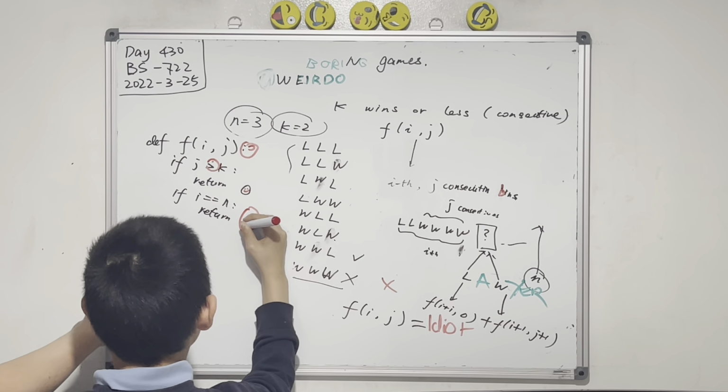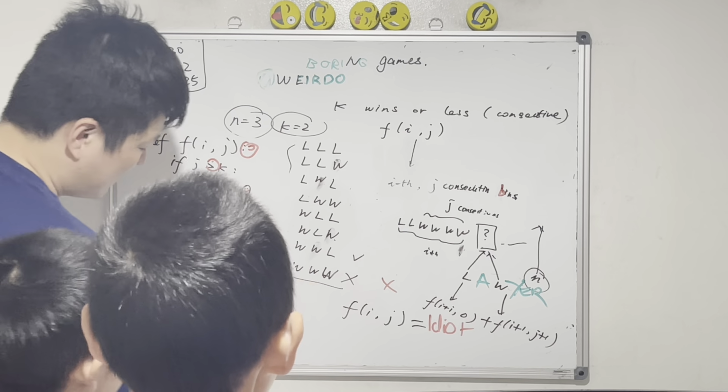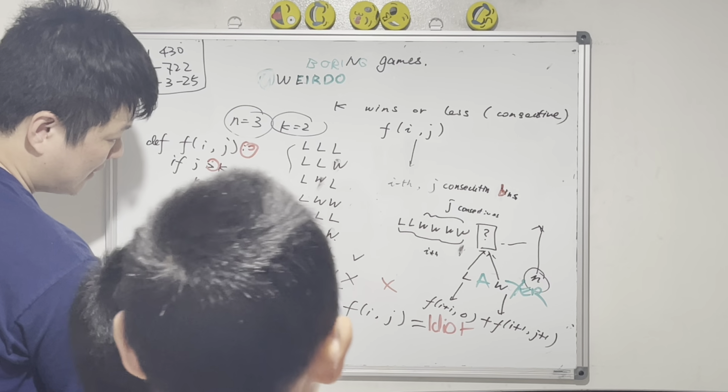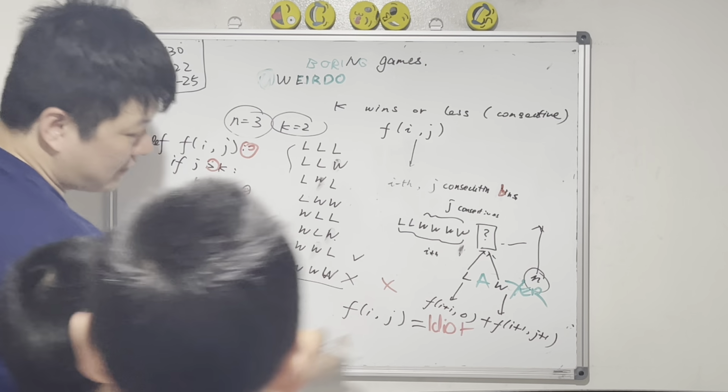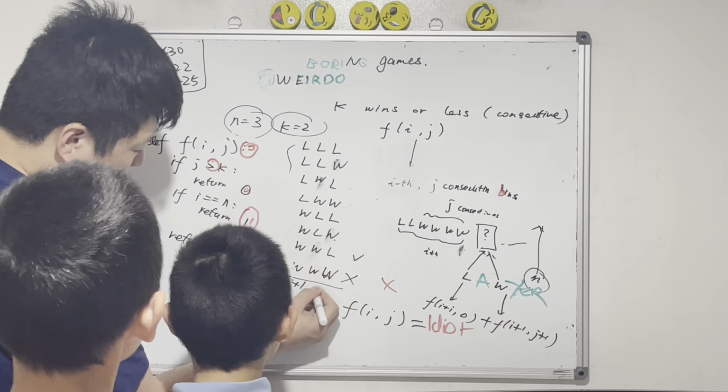Return what? Come on, return what? Return F(i+1, 0) plus F(i+1, j+1). Yeah, this is the recurrence formula, right? So i plus 1, j plus 1.